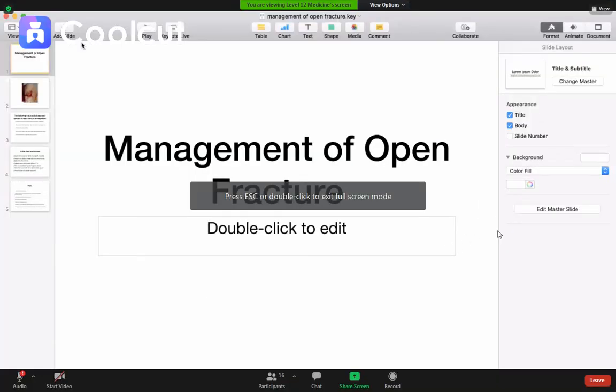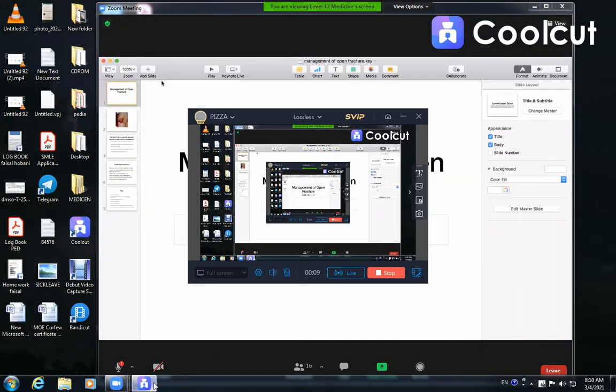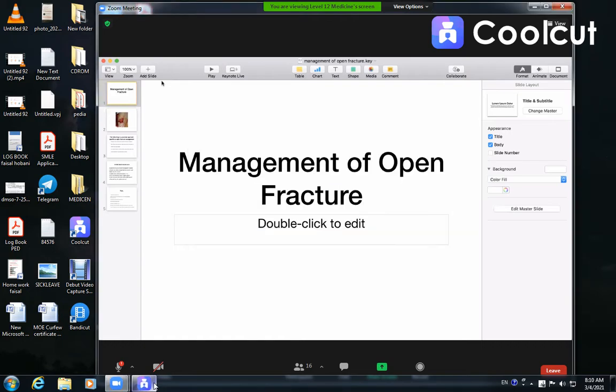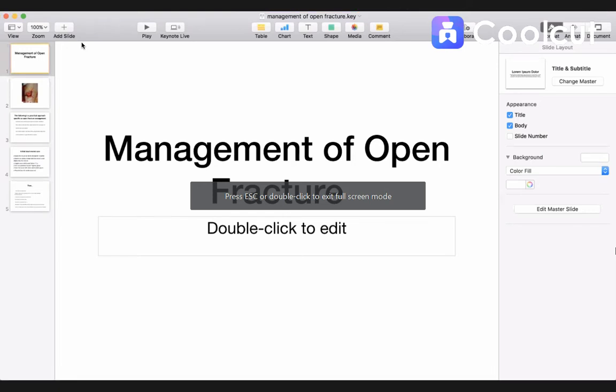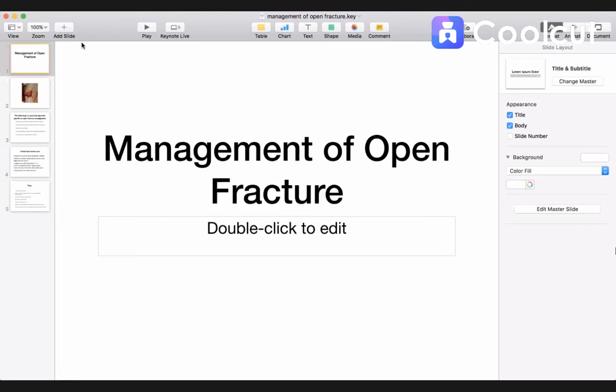Management of open fracture, we already took a lecture about this and we discussed everything. This is just a quick review on how to manage open fractures practically, especially in the emergency room, of what we had before.